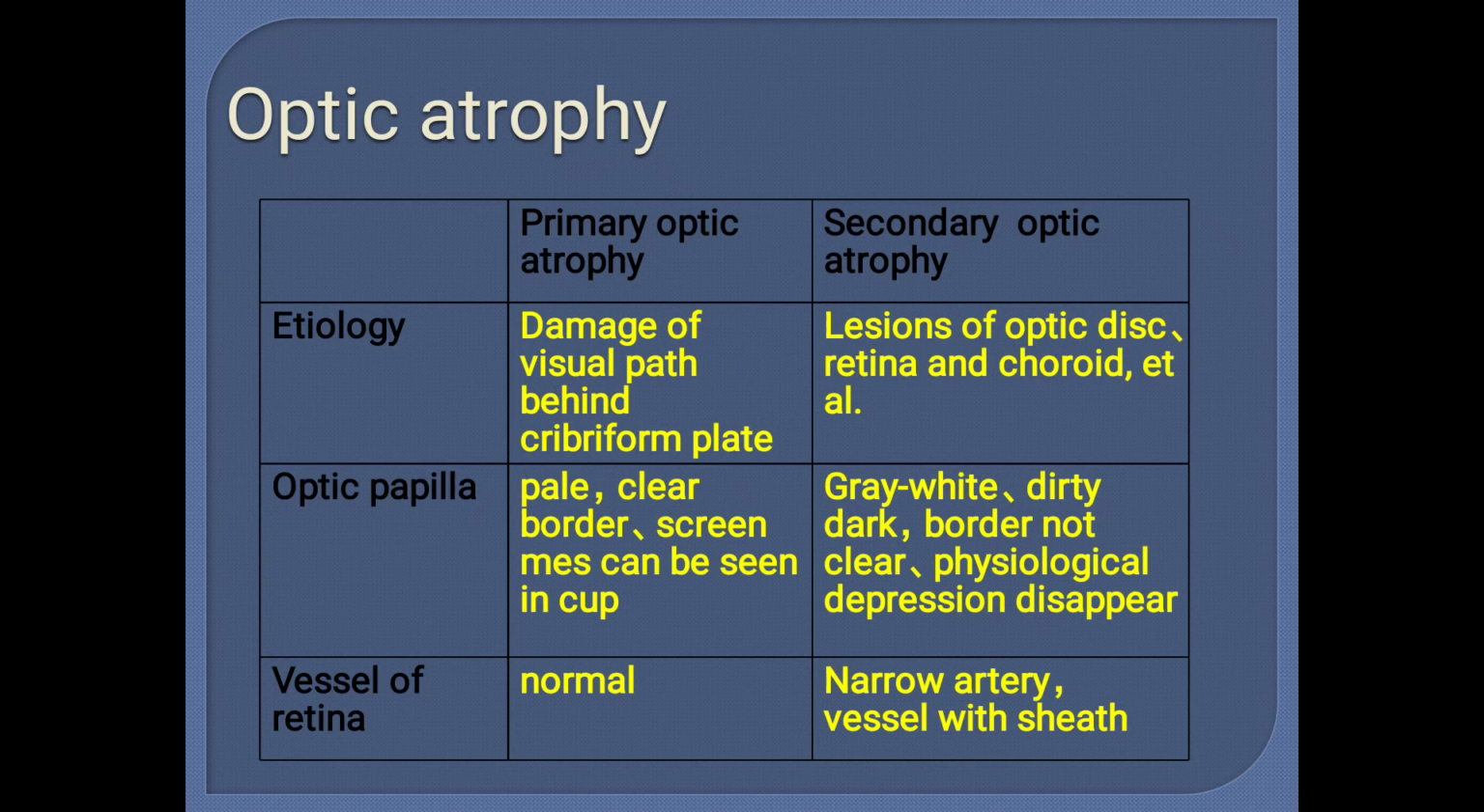In secondary optic atrophy the disc margins may not be clear, they may be blurred, and there may be a grayish white and dirty dark appearance of the optic disc. And the vessels of the retina will be normal in primary optic atrophy, whereas in secondary optic atrophy there may be narrowing or sheathing of the arteries of the retina.